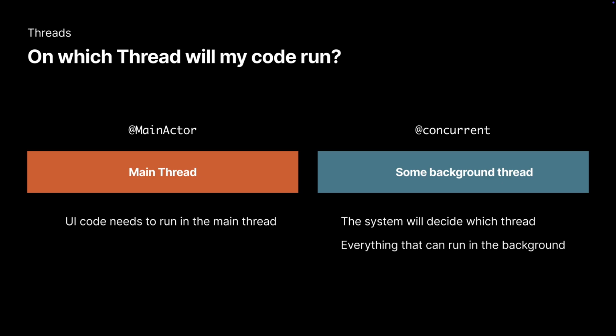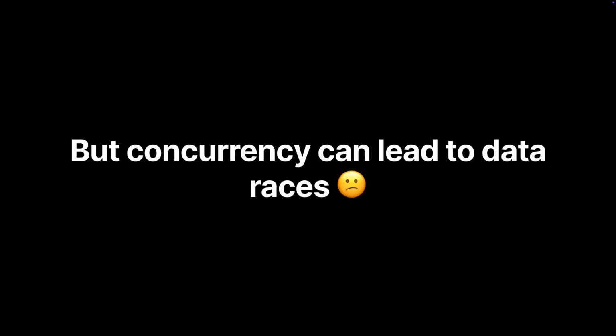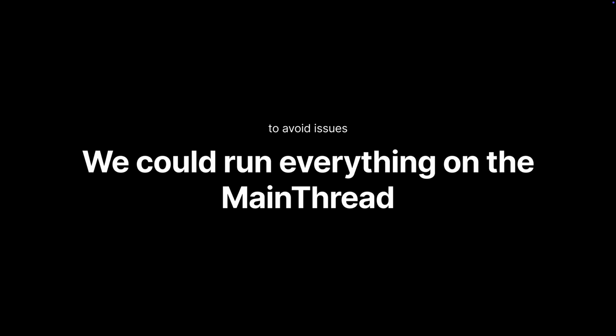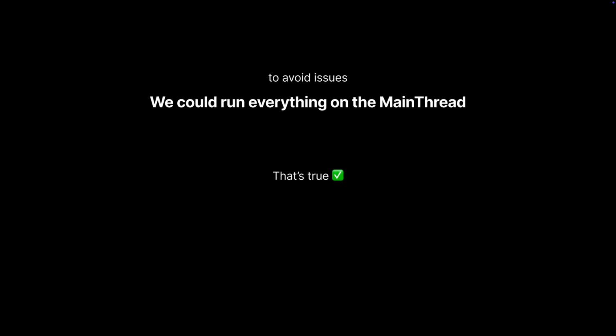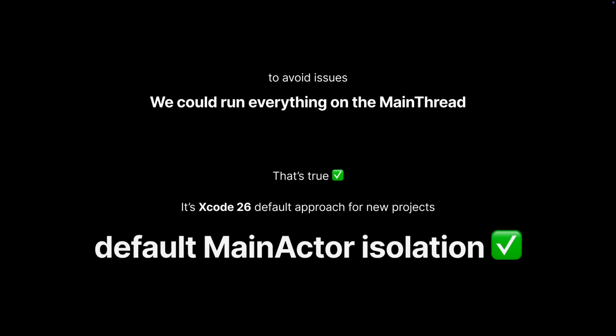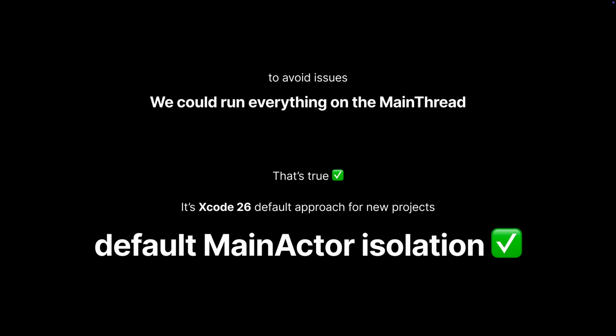The problem of working with multiple threads is that it can lead to data races. We can avoid the issue by running everything on the main thread. Easy. That's true, and that's exactly what Xcode 26's default approach for new projects is. By default, every type in the new app will be isolated to the main actor. The problem, though, is that we could be doing an expensive operation and we could block the main thread, making our UI glitchy. When that happens, then we might want to introduce concurrency.